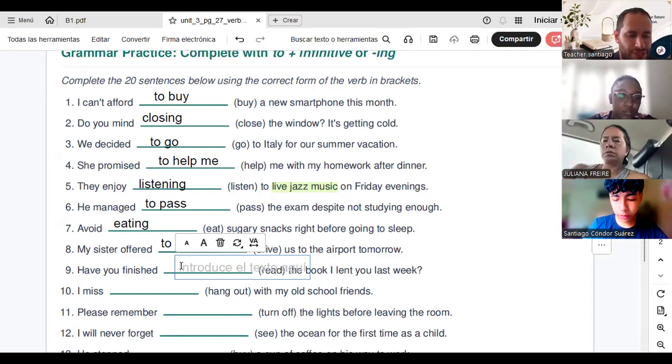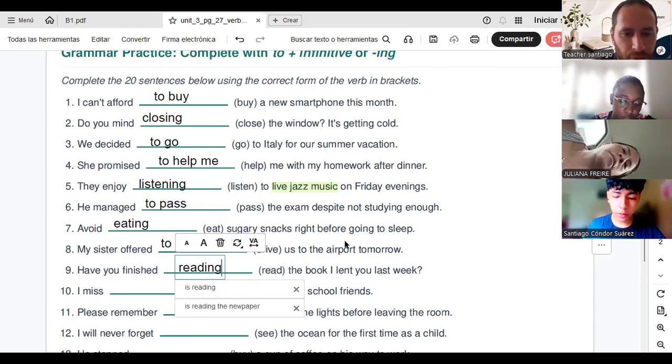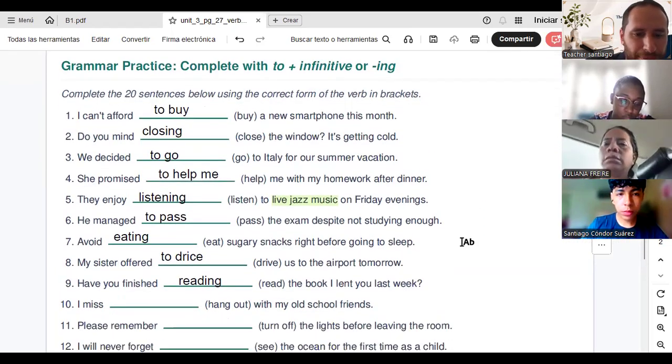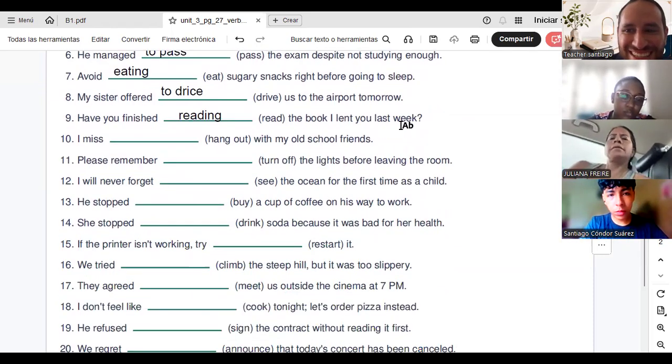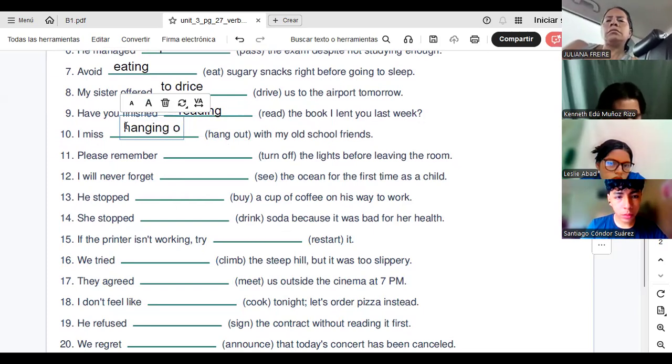Juliana, finish. Have you finished reading the book I lent you last week? Thank you. Reading. Finish reading the book. Ajá. Ay, sorry. Okay. Kenneth, miss. I miss hanging out. You're right, actually. Hanging out. Okay, Kenneth.